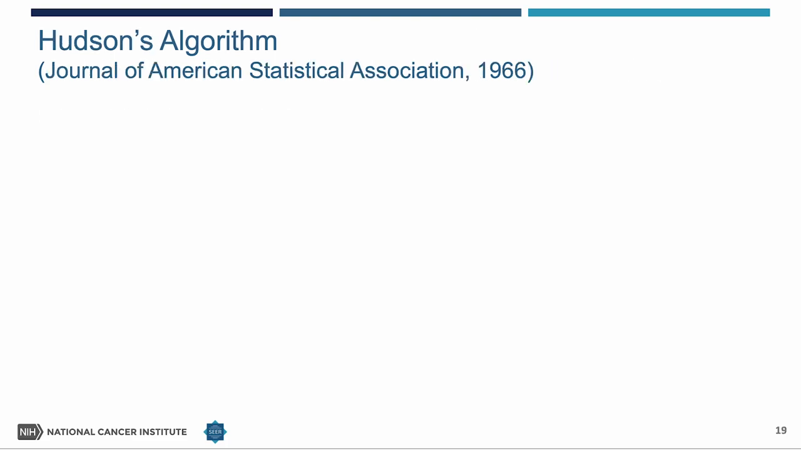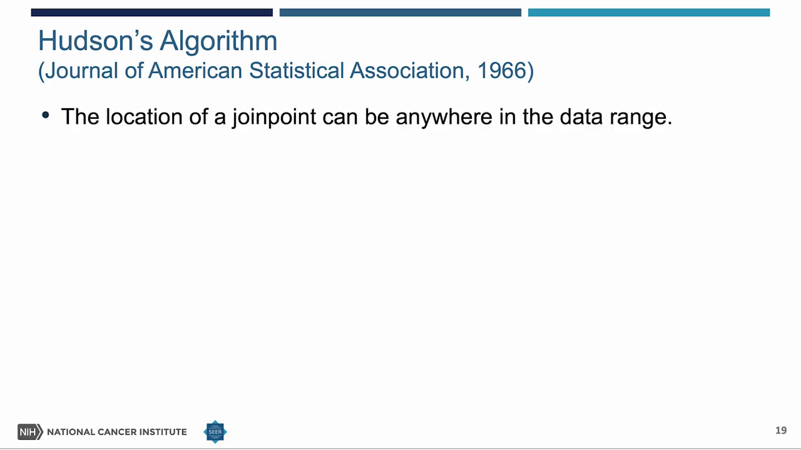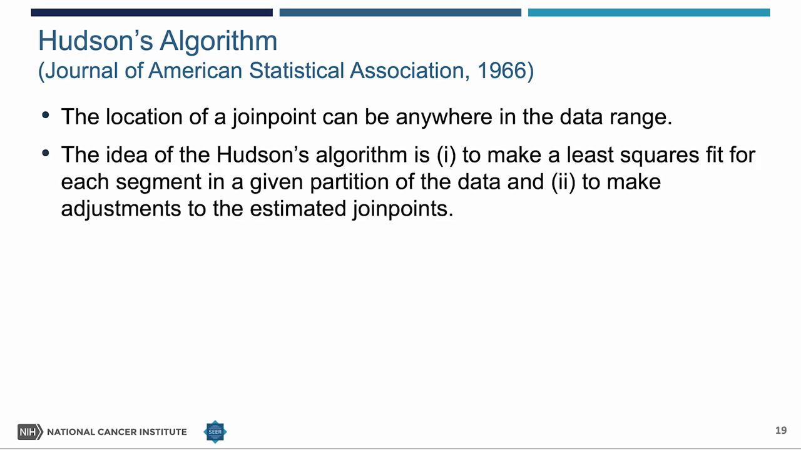So we implemented a continuous fitting algorithm following Hudson, published in 1966, where the location of a join point can be anywhere in the data range. The idea of the Hudson's algorithm is to make a least squares fit for each segment in a given partition of the data and to make adjustment to the estimated join points.